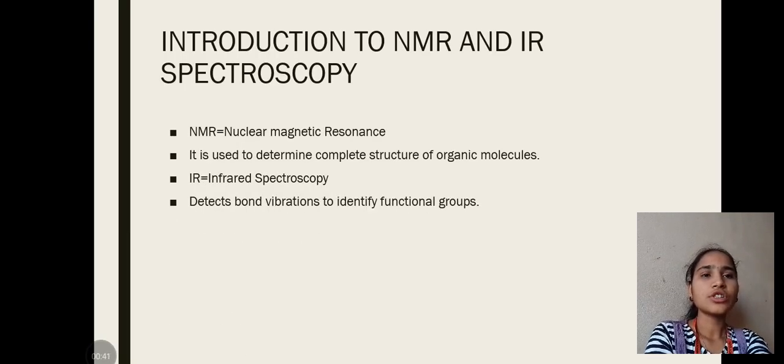First of all, introduction to NMR and IR spectroscopy. What is meant by NMR and IR spectroscopy? The abbreviation of NMR spectroscopy is nuclear magnetic resonance. It is used to determine the complete structure of organic molecules. IR means infrared spectroscopy. It detects the bond vibrations to identify functional groups.